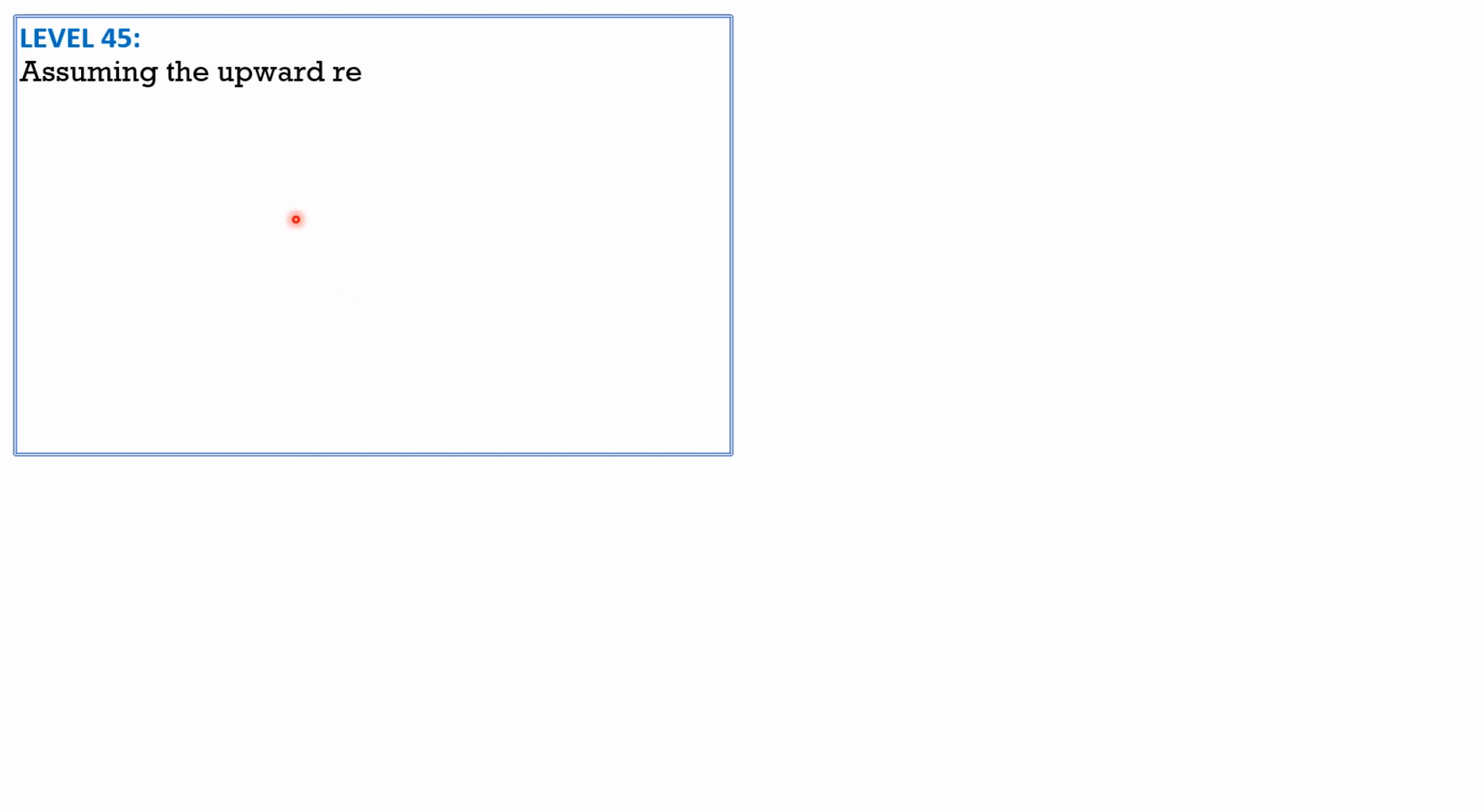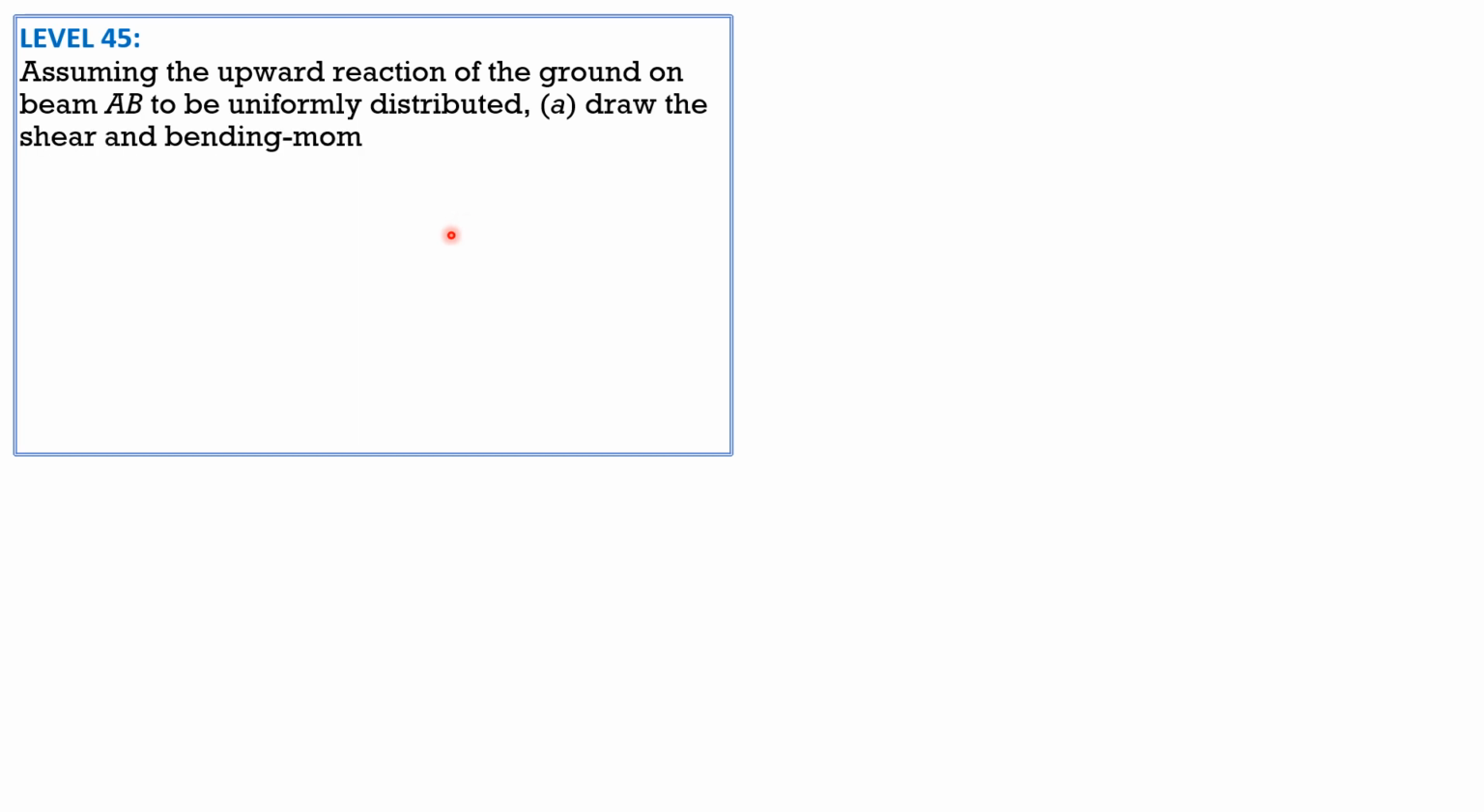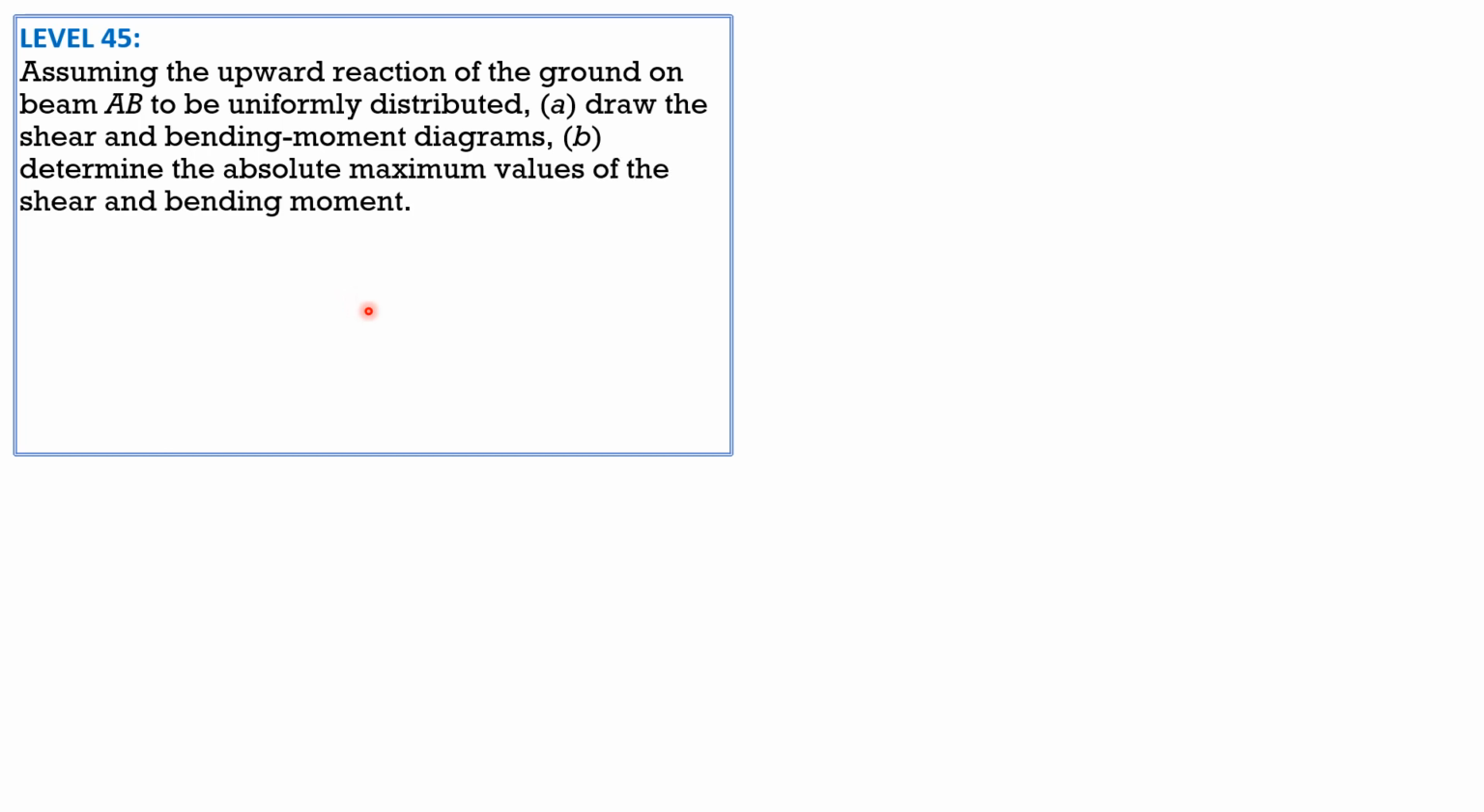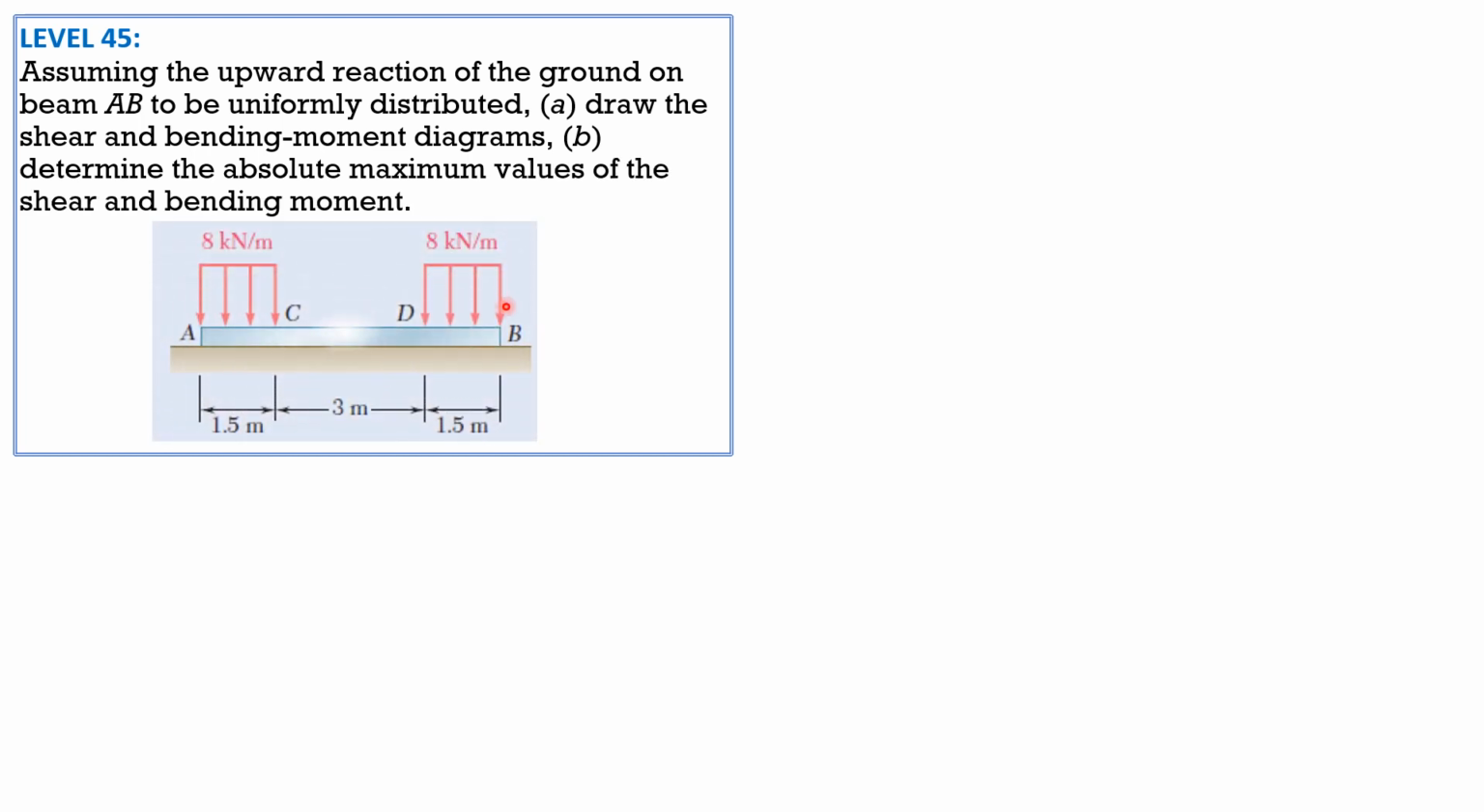Problem 45, assuming the upward reaction of the ground on beam AB to be uniformly distributed. Letter A, draw the shear and bending moment diagrams, and B, determine the absolute maximum values of the shear and bending moment. So here is the given figure. So let's put the reaction of the ground, which is uniformly distributed as mentioned in the problem as shown, and we will call that WR, the intensity.